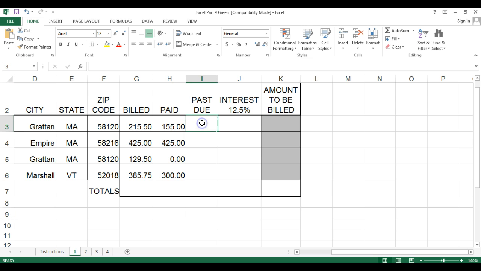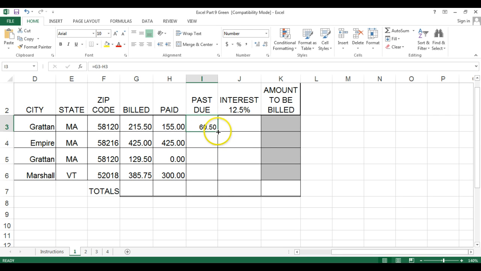Now, you need to use formulas throughout all of this. I know you can do math in your head, but like I said before, we're learning formulas. This is the whole point of Excel. So we always begin our formula with an equal sign. Then you're going to take the amount of the bill, so you click on that amount. You're going to subtract, and that would be the paid. So you have equal sign G3 minus H3. Enter. You're going to get that $60.50.